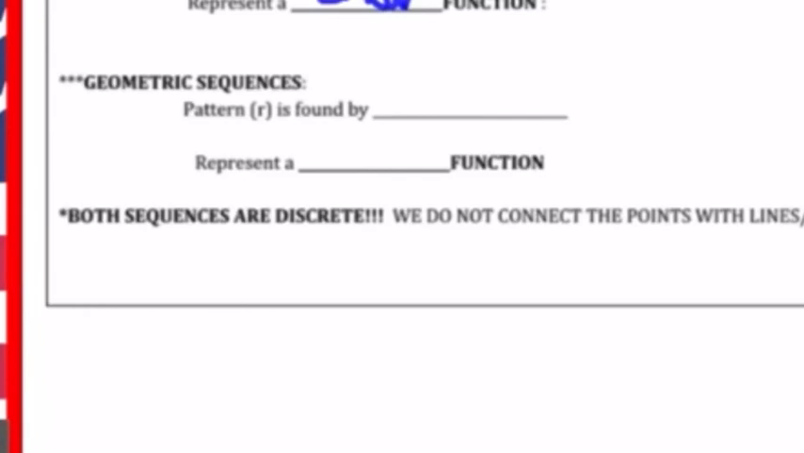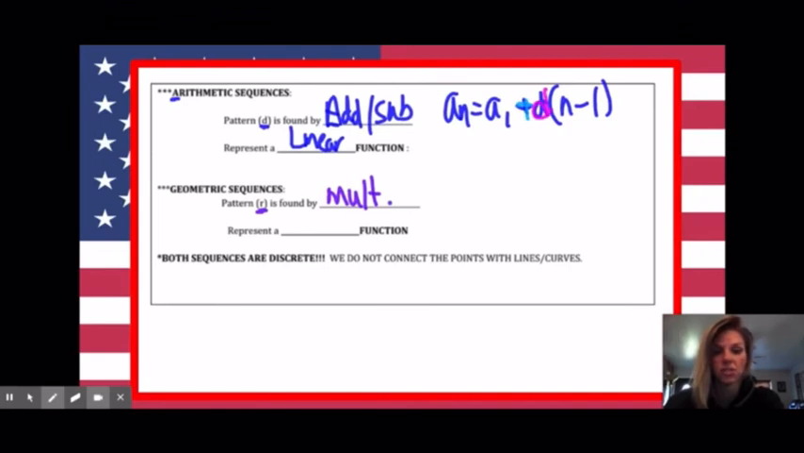Geometric was the other type of sequence we talked about. This one we call the pattern R. So if you see an R at any point in time, you know it's geometric. And if it's geometric, your pattern is found by multiplication. You always want to represent it as multiplication. So if it looks like division, you're just going to change it to its reciprocal, flip the fraction, okay?